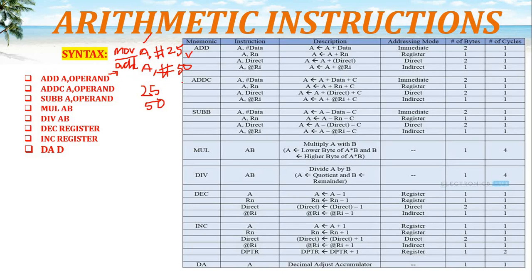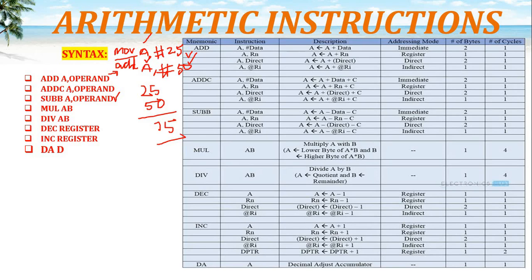Next instruction I'm going to give is ADD A comma #50. That is, whatever value is stored in the accumulator, that number and this number have to be added. So now what we will get is 75. That is an ADD instruction. Okay. Similarly, the SUB instruction will also follow.